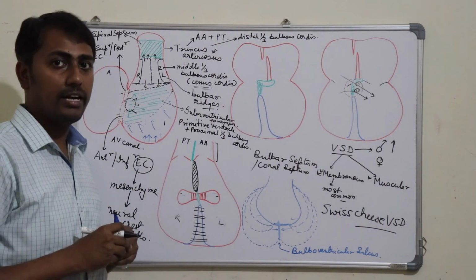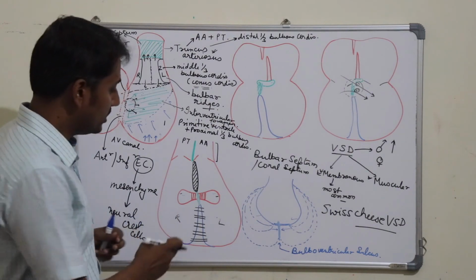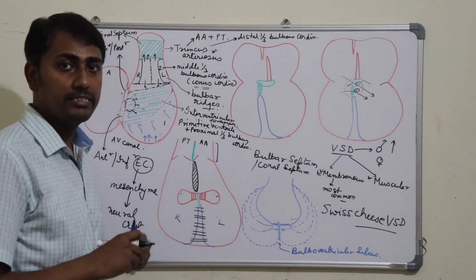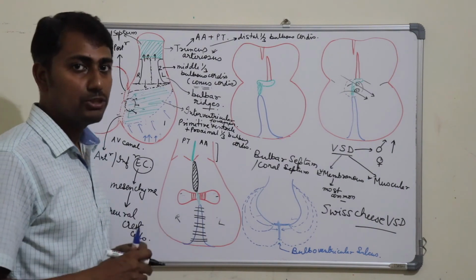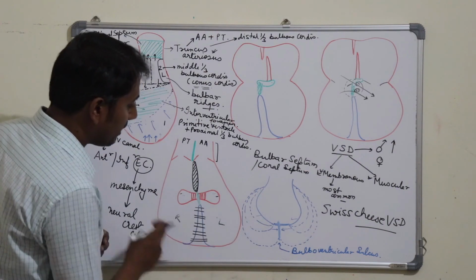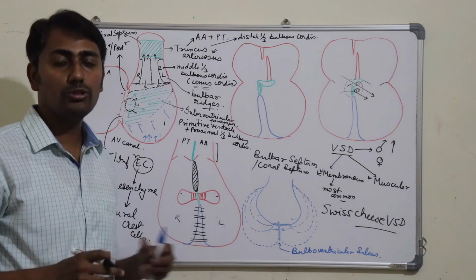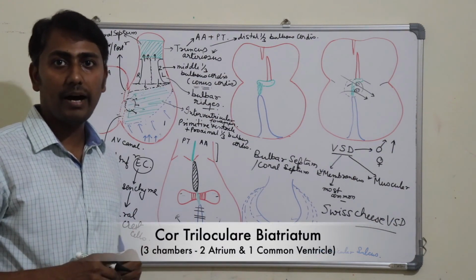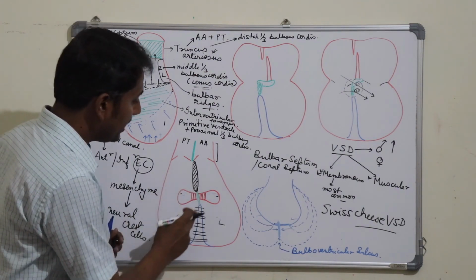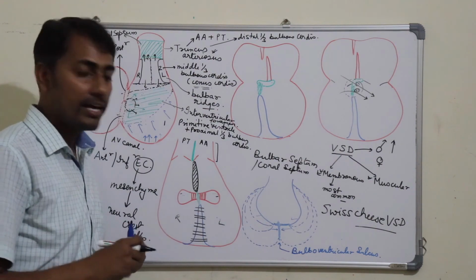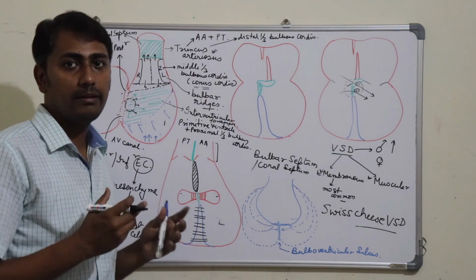There could be another type of ventricular septal defect in which there is complete absence of the interventricular septum, that is, the membranous part and the muscular part have not formed. That will lead to a common ventricular cavity, and this will result in a three-chambered heart that is also known as cor triloculare biatriatum. So in this condition, there are two atria which are draining into a common ventricle, and this common ventricle is opening into both the aorta and the pulmonary trunk.